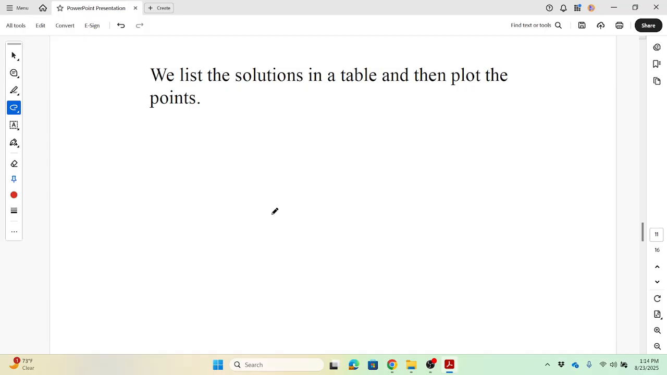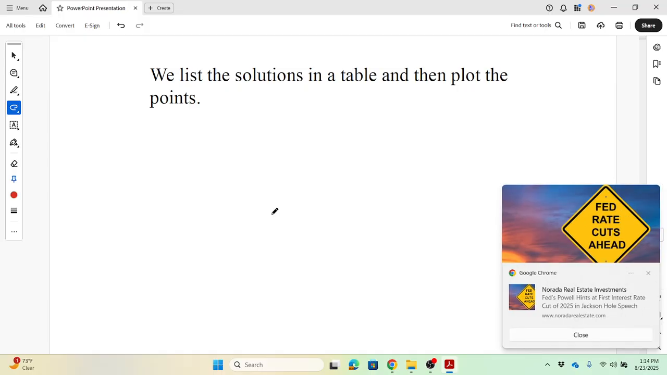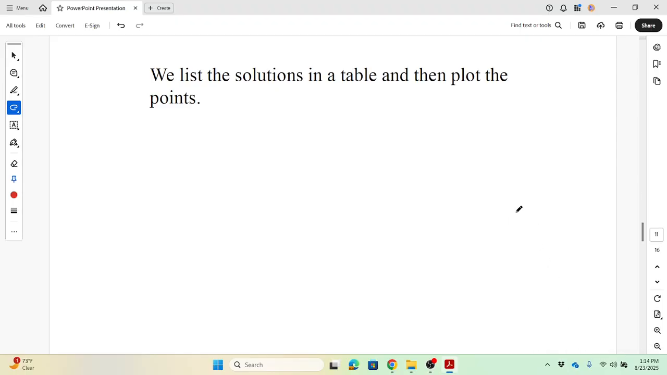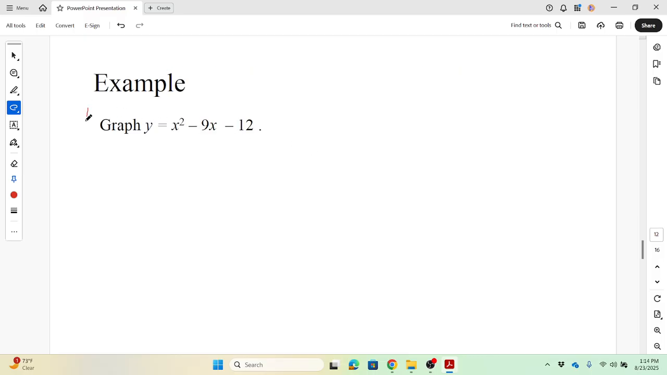So how do we plot the graph of an equation? We list the solutions. Manually we cannot go beyond 100 points, but a machine can be used to find more than 100 or thousands of points. So let's assume that our goal is to graph this equation, y equals x squared minus 9x minus 12. This is the equation between x and y. Keep in mind there are x and y and there is an equality sign. That's why it's called an equation.